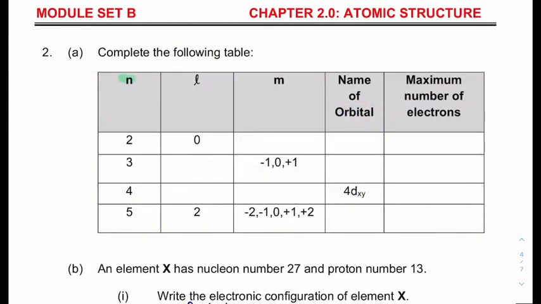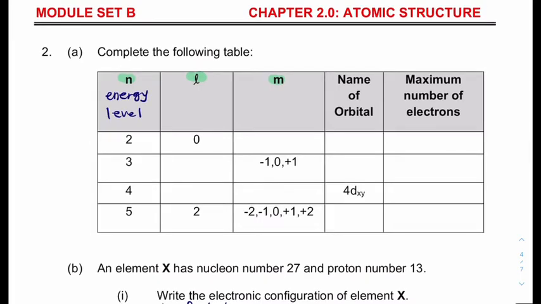frequency. Principal quantum number. Okay, so N refer kepada energy level, L refer kepada shape of orbital, M adalah orientation of orbital. Okay, lepas tu name of orbital and number of electron.